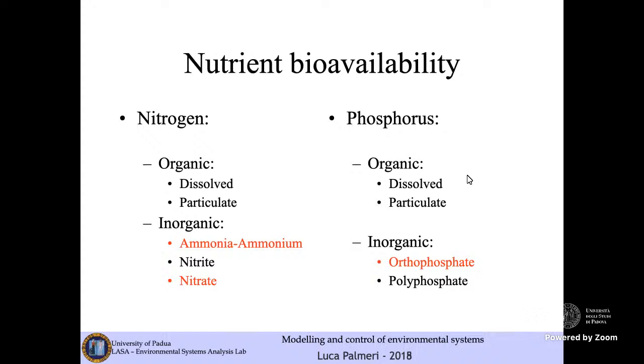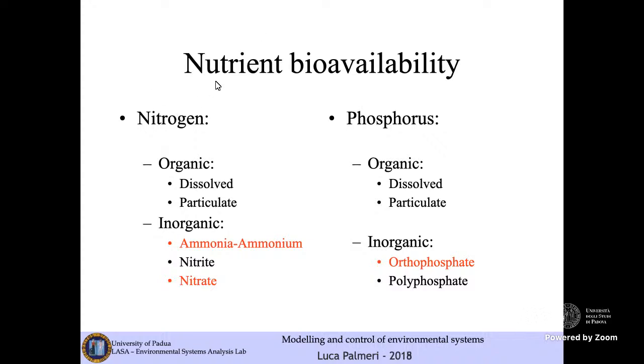Of course, we shall note that the possibility of growing this very simple system, and I'm thinking of bacteria, for example blue-green algae that are performing photosynthesis, depends on the availability of the different types of nutrients. Let us focus again on nitrogen and phosphorus. Then the bioavailability of these nutrients depends on their forms.